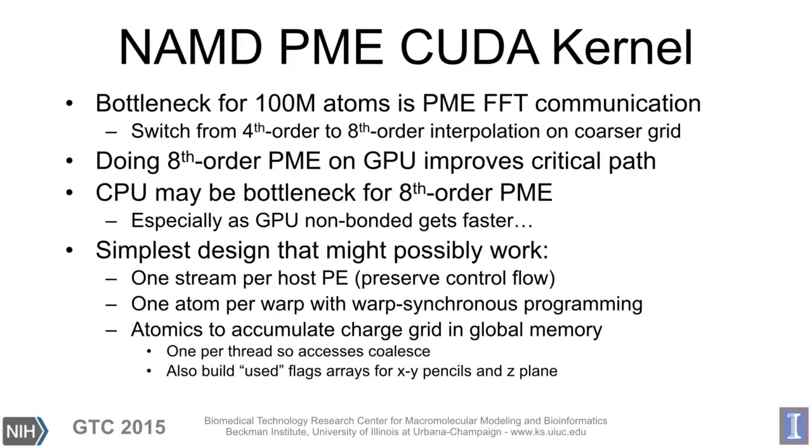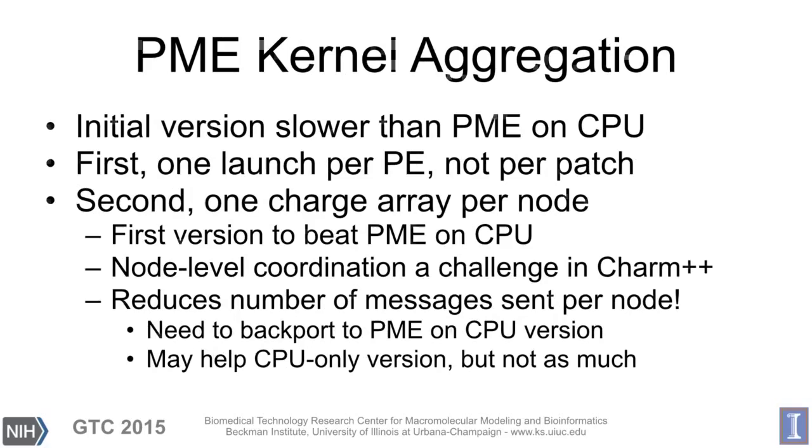The CUDA kernel: when you get to very large simulations, the first thing we have to do is drop the resolution of the PME grid from 1 angstrom to 2 angstrom, but use eighth order rather than fourth order interpolation. That gives us much more work to do on the CPU. Fortunately, we have a GPU, so we can migrate that work to the GPU. This was basically done in the simplest design that works. We have one atom per warp, which is pretty good because we're going 8 by 8 by 8, so that's a lot of work to do per atom. We iterate through all the atoms, and then we use atomic operations to accumulate onto a charge grid in global memory.